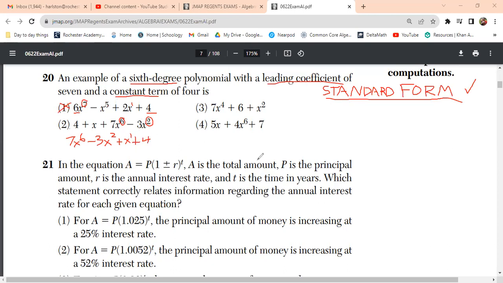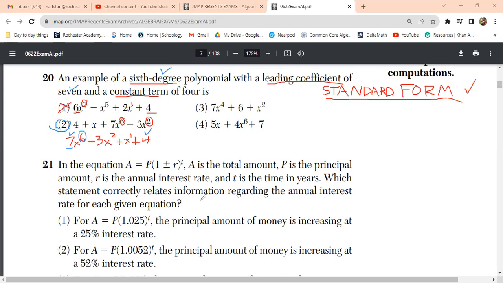Now we can analyze it. I'm going to change the color, make this blue. This is the exponent, that's also the degree, and it is a 6. So that is right. It says a leading coefficient of 7. Well, this is the leading coefficient, and it is a 7. So that is right. And then it says it needs to have a constant term of 4. This is the constant, and it is 4. So number 2 is the answer.